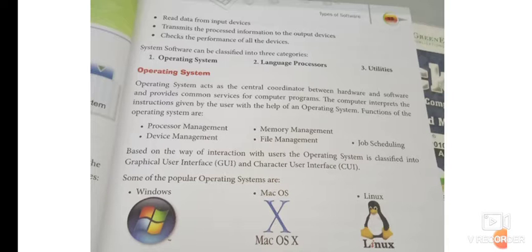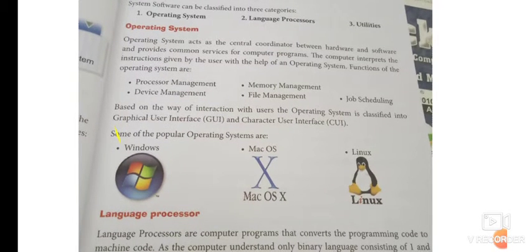System software can be classified into three categories: operating system, language processor and utility. So first we understand what an operating system is. An operating system acts as a central coordinator between hardware and software. See, this is a very important line, which states that the operating system acts as a central coordinator.